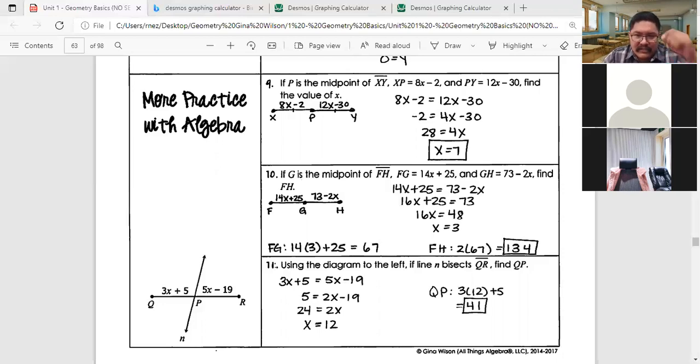Now, if you want to check it, since we know that both of these segments on both sides of N should be the same size, we're done with this problem, but I'm going to check it anyway. I'll plug this into the other side, so I get 60 minus 19. I'll use my calculator just to check that. 60 minus 19 is 41 also. So both sides are 41, which means it's directly bisected, and that's what we're looking for.